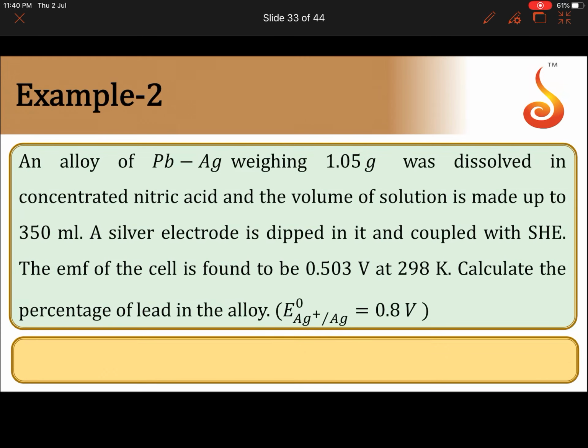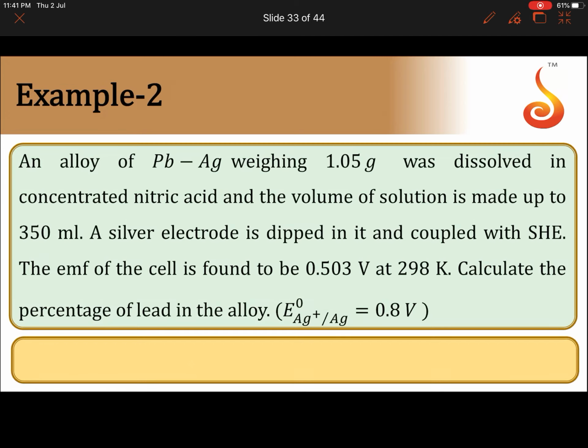An alloy of lead and silver weighing 1.05 grams was dissolved in concentrated nitric acid and the volume of the solution was made up to 350 ml. A silver electrode is dipped in it and coupled with SHE. The EMF of the cell is found to be 0.503 volts at 298 Kelvin. Calculate the percentage of lead in the alloy.